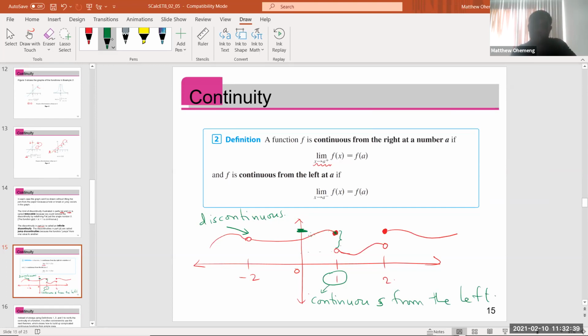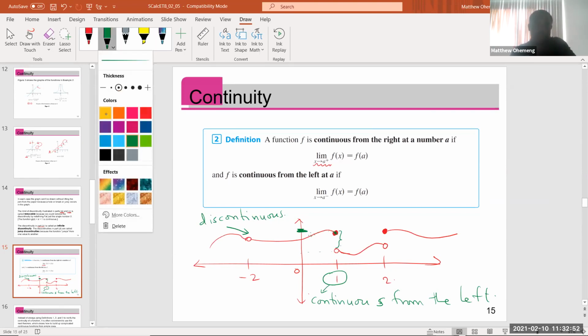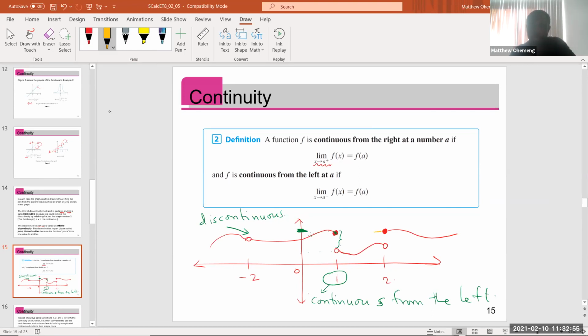What about at 2? So at 2, you can see that it's discontinuous at 2 in general. But then if you track the value of the function at 2, the value of the function at 2 is this point, somewhere here, right? And then if you approach 2 from the right, it's also going to give you the same value, right? From the left, it's not the same, right? From the right, it's the same as the value of the function at 2. So that means at 2 is continuous from the right.